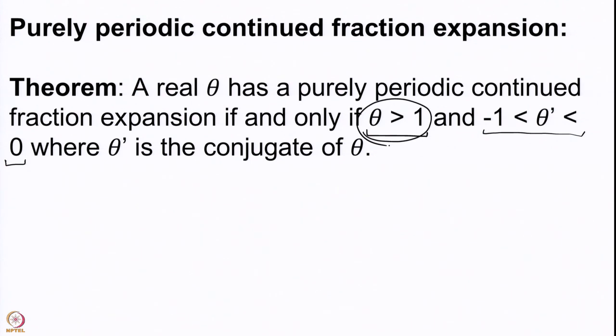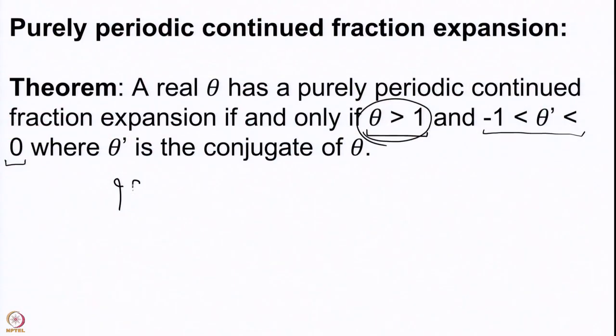The second condition is about the conjugate. Now what is a conjugate? We have that our theta, if it has a purely periodic continued fraction expansion, has an ultimately periodic continued fraction expansion. It just happens that the periodicity starts from the word go. So this theta satisfies the condition in the previous result, and therefore this theta has to be a quadratic irrational. At least that much we have. Beyond quadratic irrationals, this theorem doesn't make sense, right? So theta has to be a quadratic irrational, therefore theta should satisfy a degree 2 polynomial.